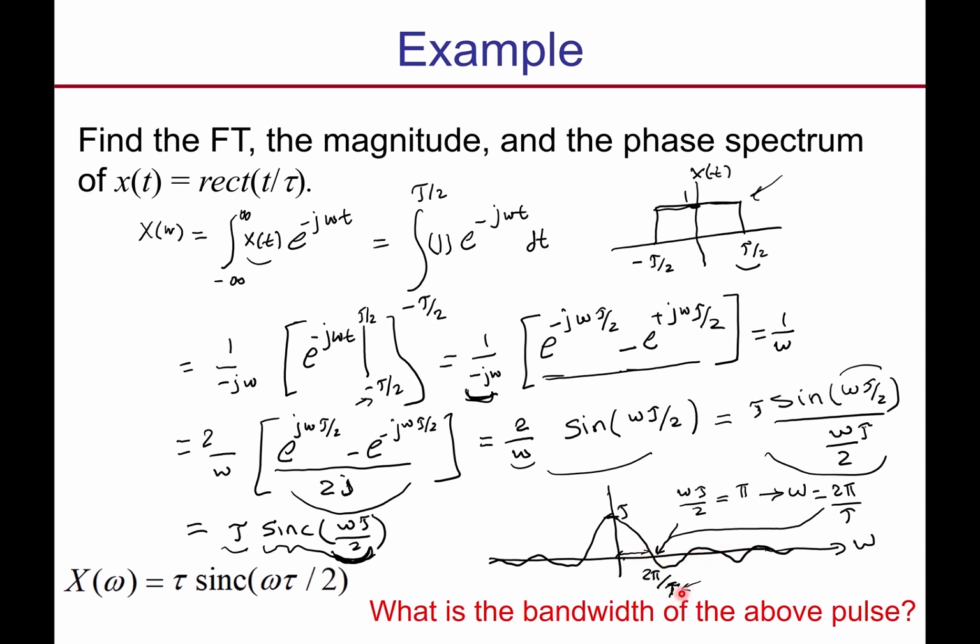When tau is large, this becomes very small. That means the main loop becomes very small, maybe from here to here. That means low frequency content. But let's look at the time domain.